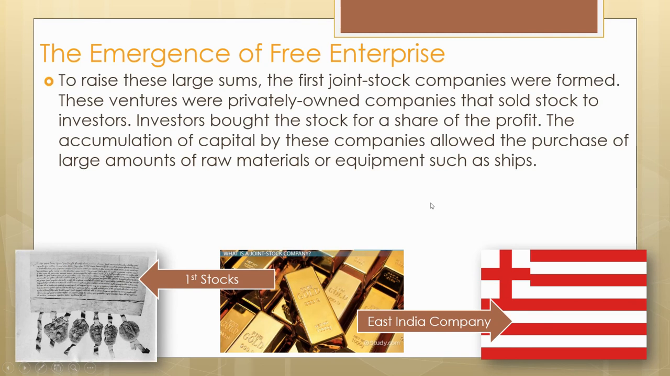So the emergence of free enterprise. To raise these large sums, the first joint stock companies were formed, like our stock exchange. These ventures were privately owned companies that sold stock to investors. Investors bought the stock for a share of the profit. The accumulation of capital by these companies allowed the purchase of large amounts of raw material or equipment such as ships. So these private companies sold their stock, which is really selling part of your company to raise large amounts of money. That way they could use this large amount of money to build more ships or buy raw materials or the different things that they needed to do.